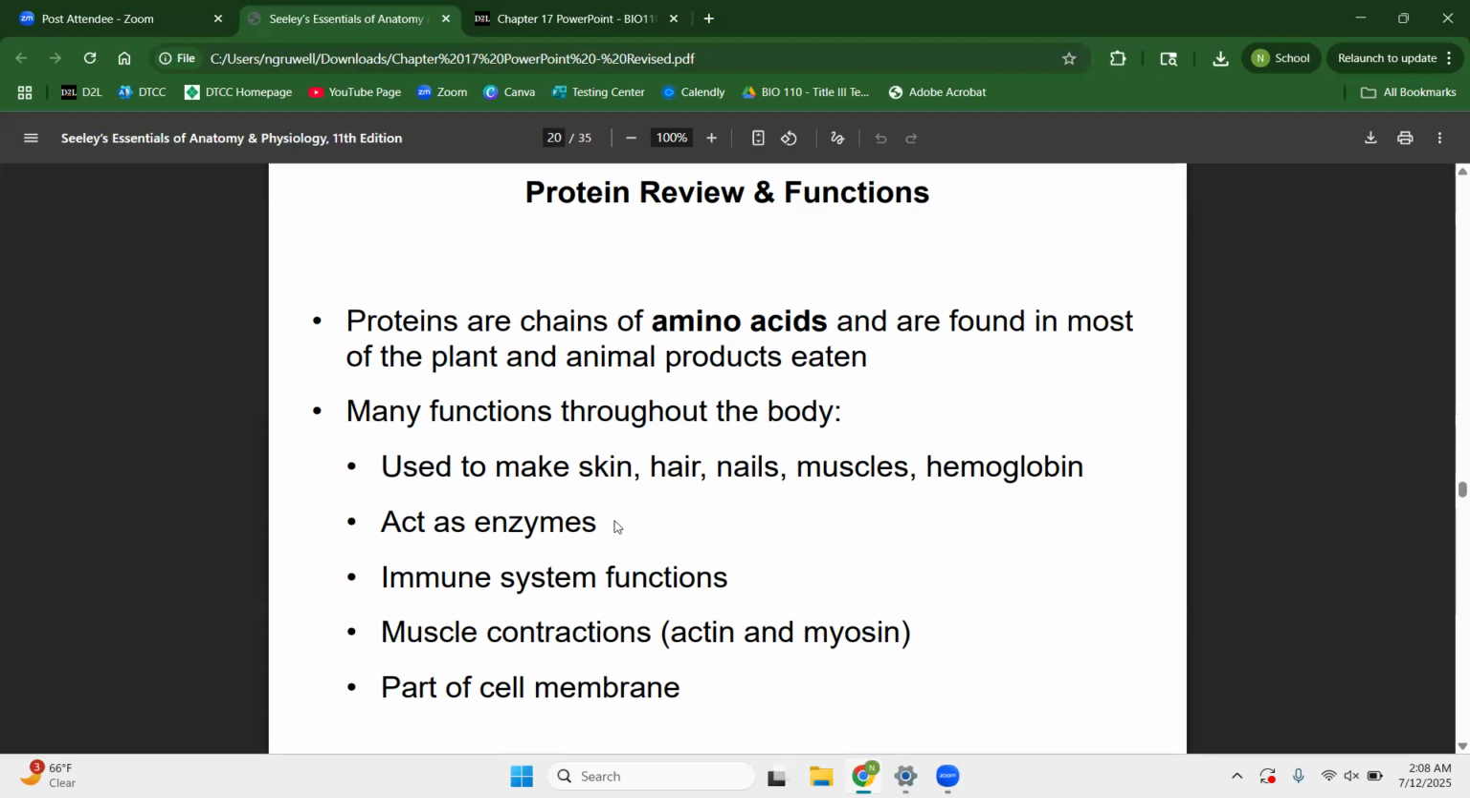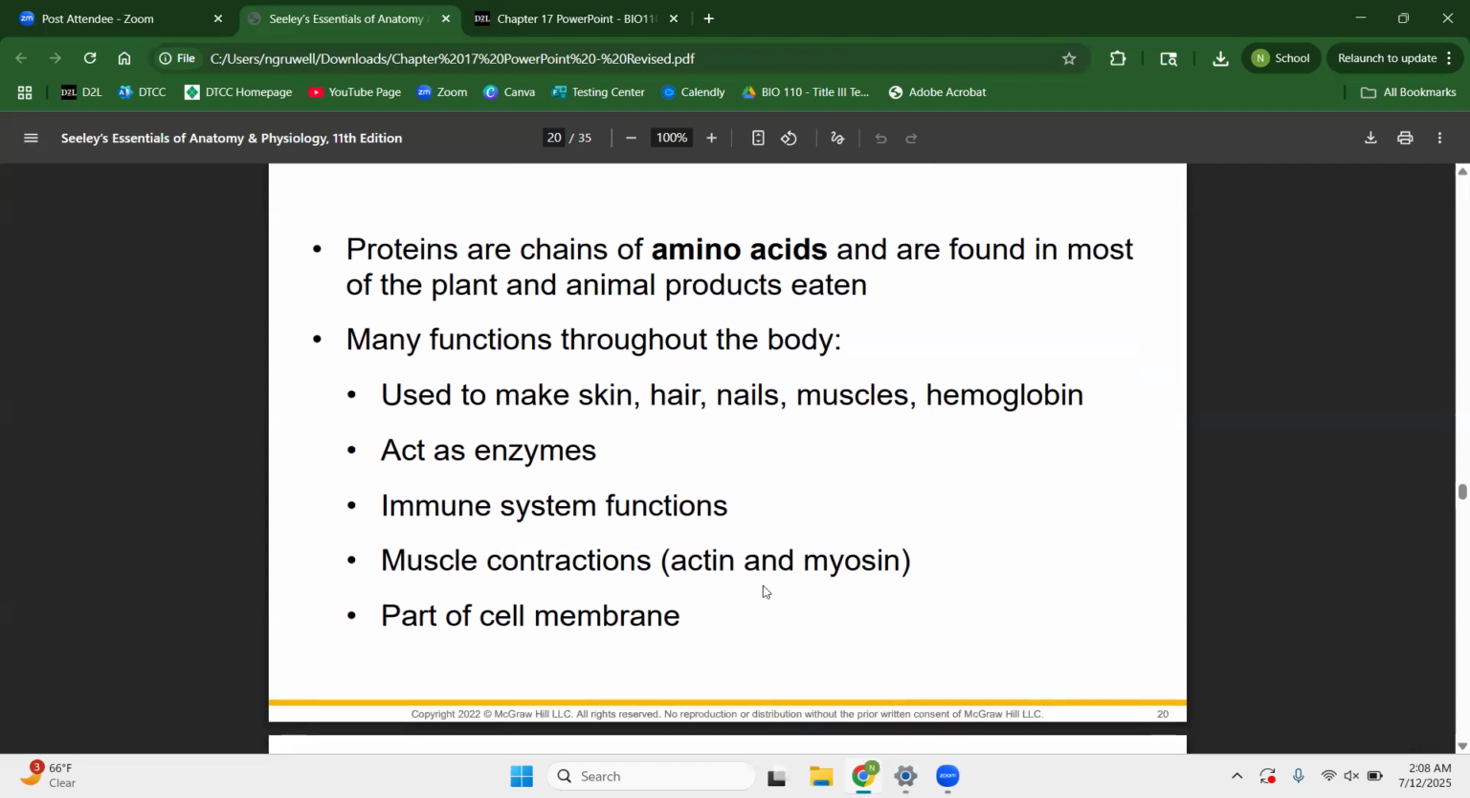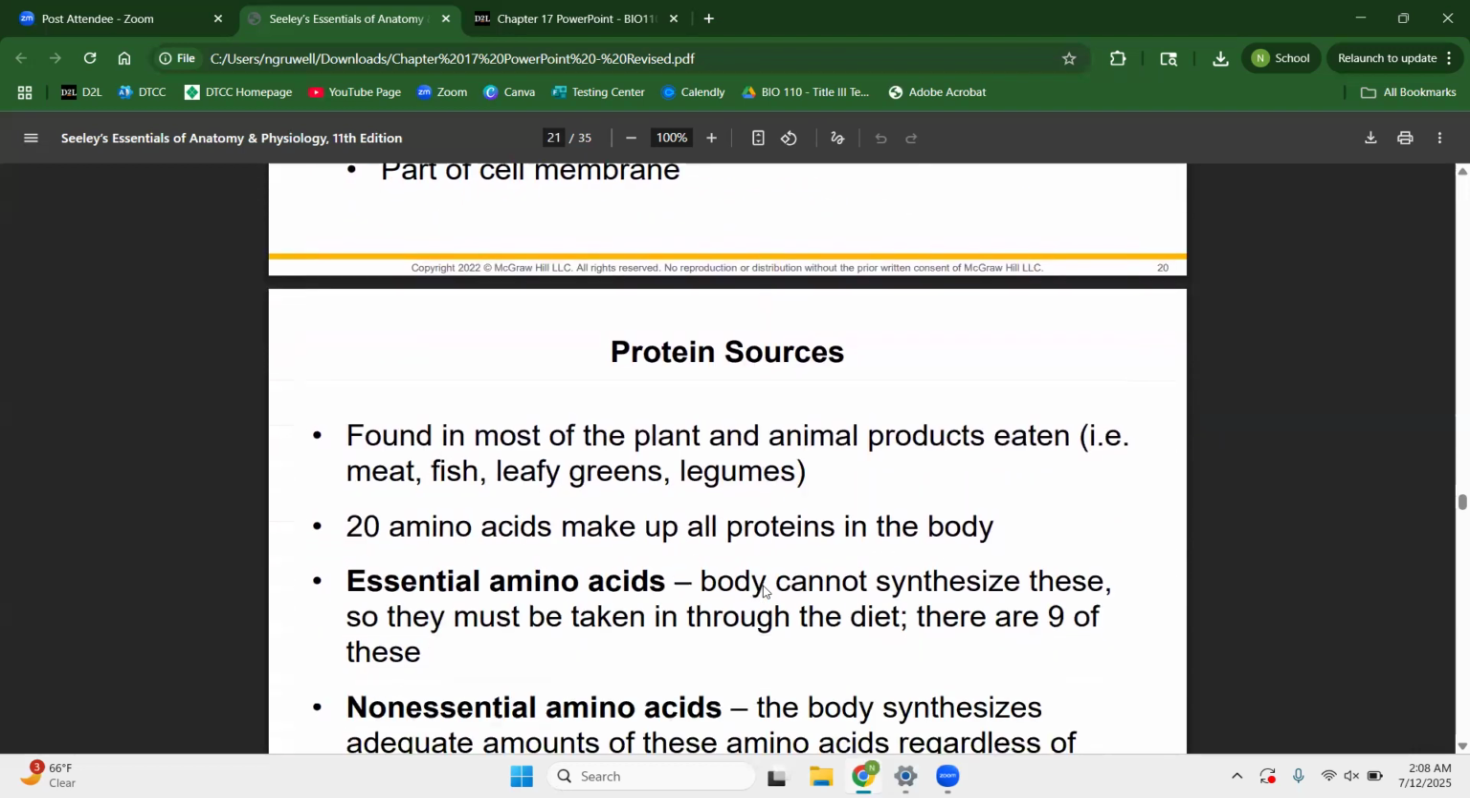They also act as enzymes. They have very important immune system functions. Our muscles, of course, contraction wise, actin and myosin are protein filaments. And then they also help make up parts of the cell membrane, like our channel proteins, our transport proteins, and some of our other cell markers are made of proteins.